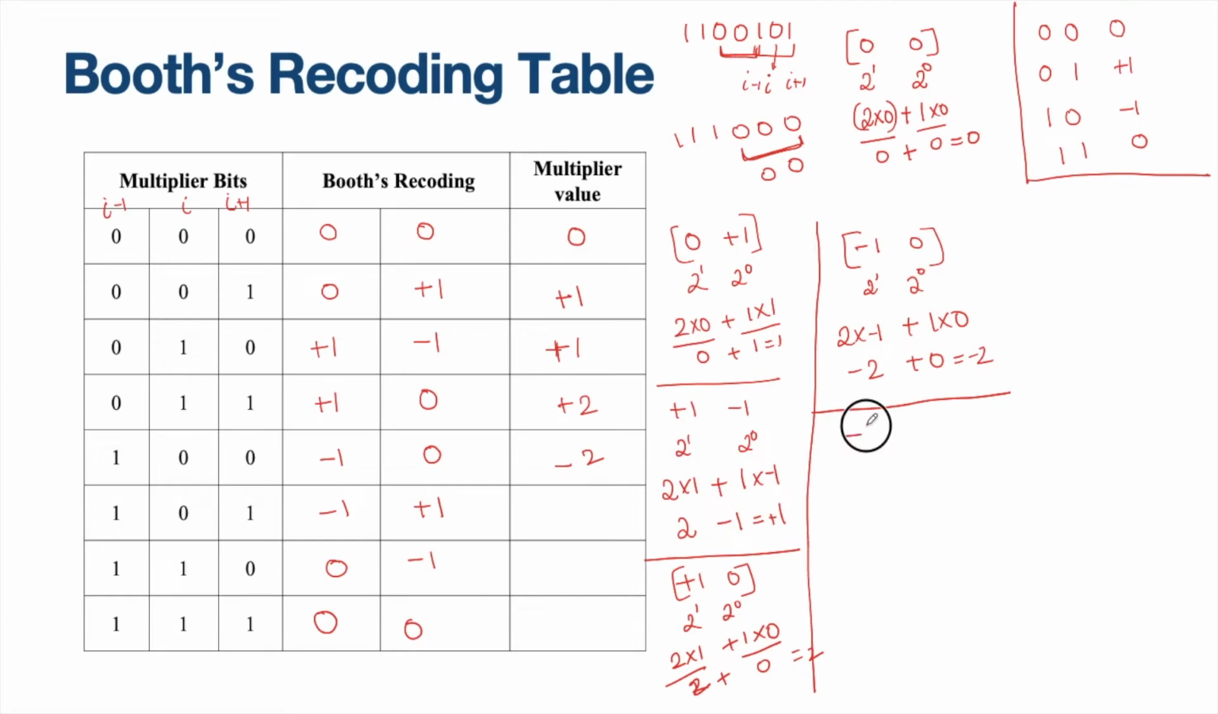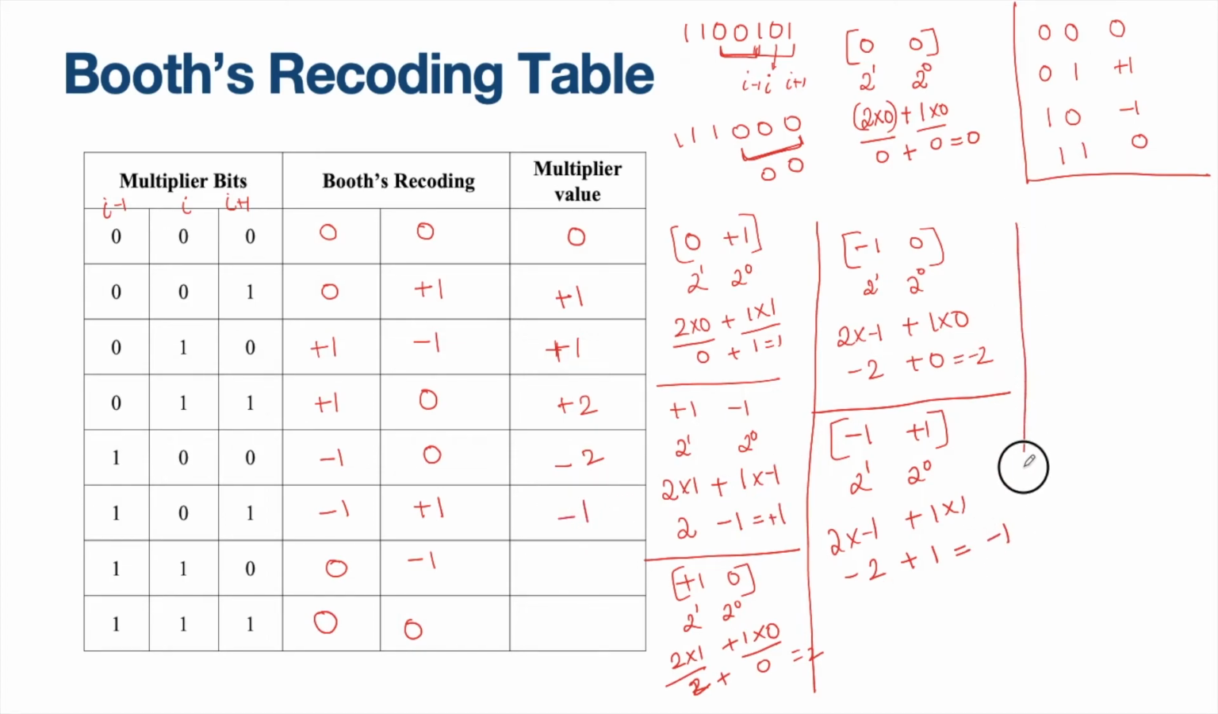So next combination is minus 1 plus 1. So again 2 to the power 0, 2 to the power 1, 2 into minus 1 plus 1 into 1. 2 into minus 1 is minus 2 plus 1 into 1 is 1, which becomes minus 1. So this value is minus 1.